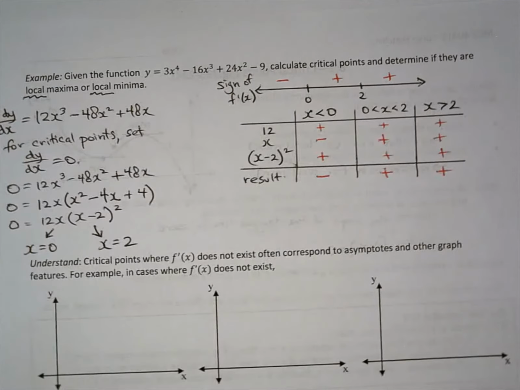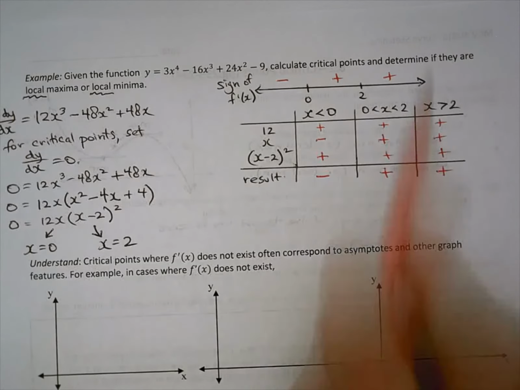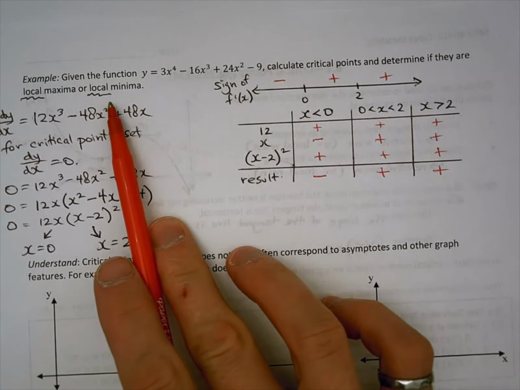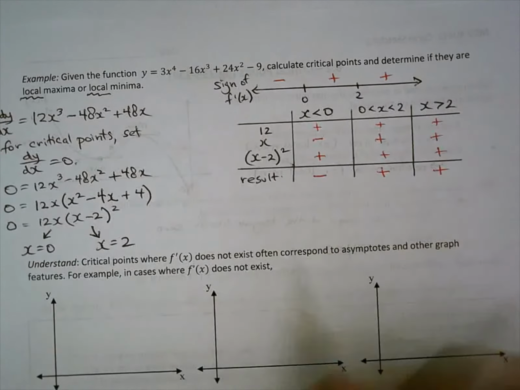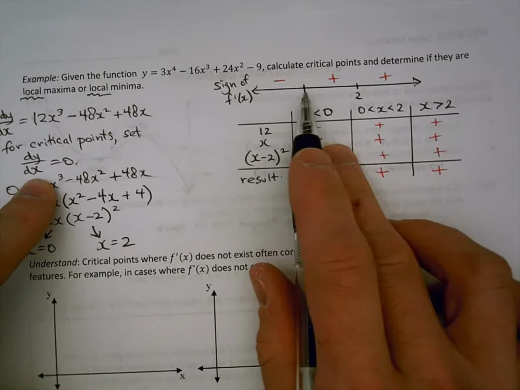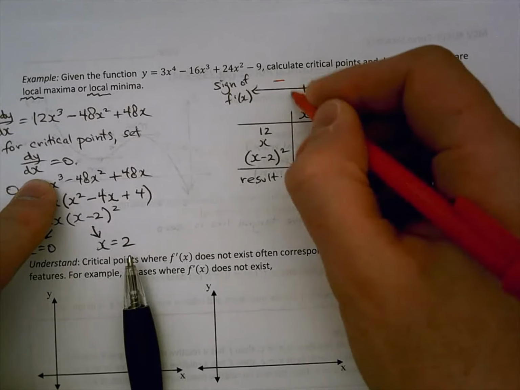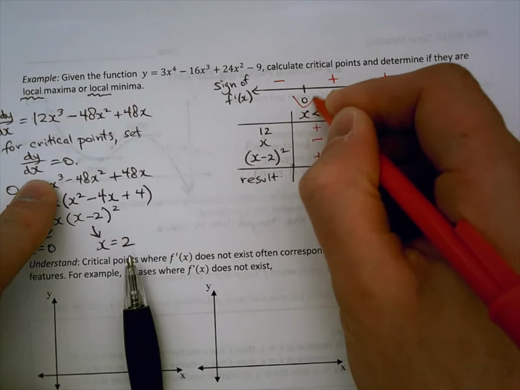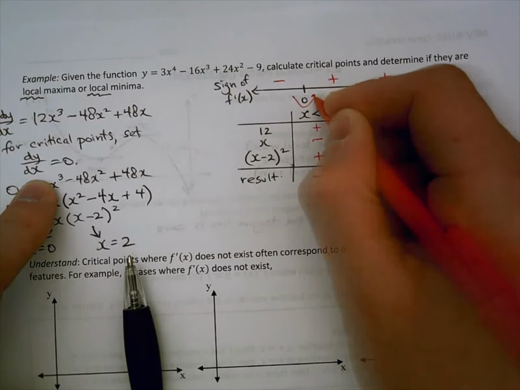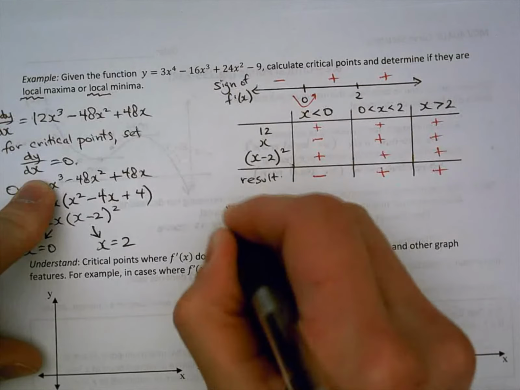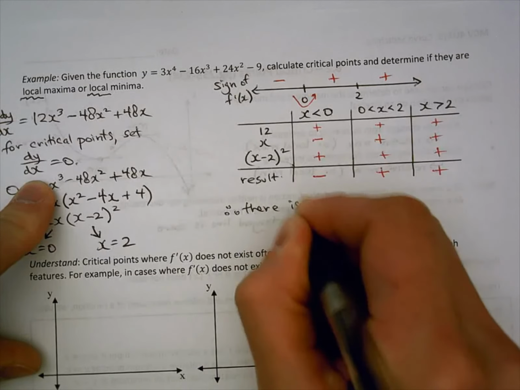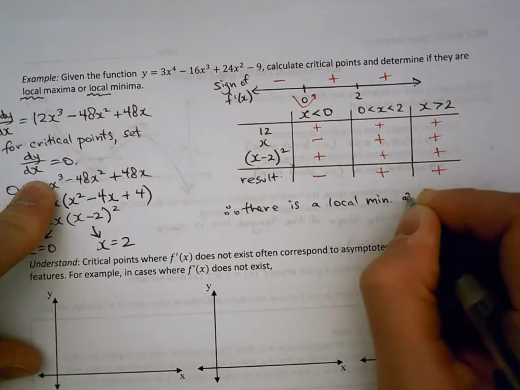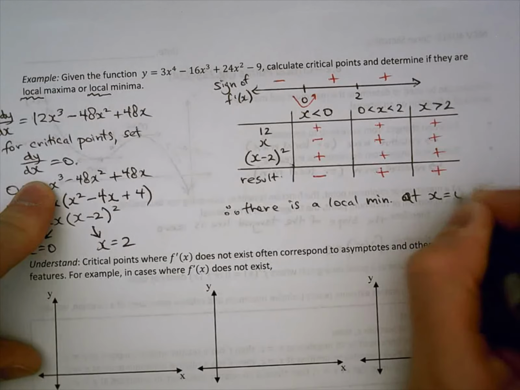Okay, now let's see if we can figure out, remember what the question was. Calculate the critical points and determine if they are local maximum or local minimum. Well, if you want to imagine the function, the derivative is telling me that the function is going down and then it's going up, right? Negative, positive. So therefore, I know there is a local minimum at x equals 0.